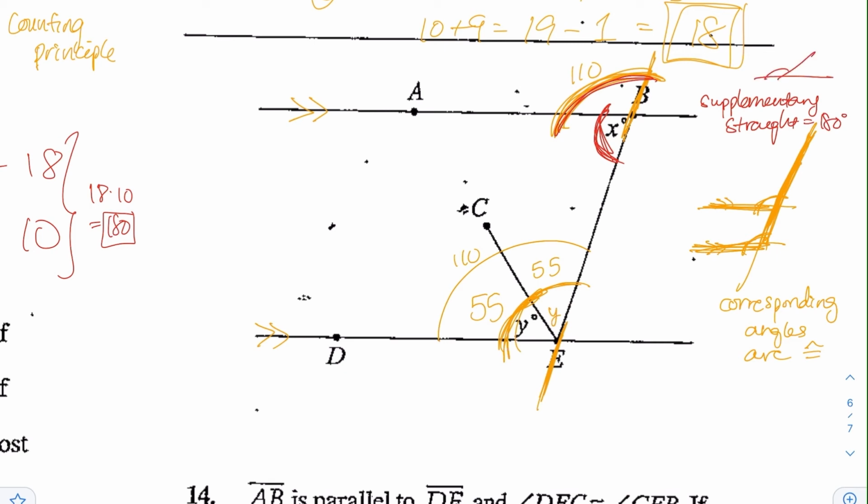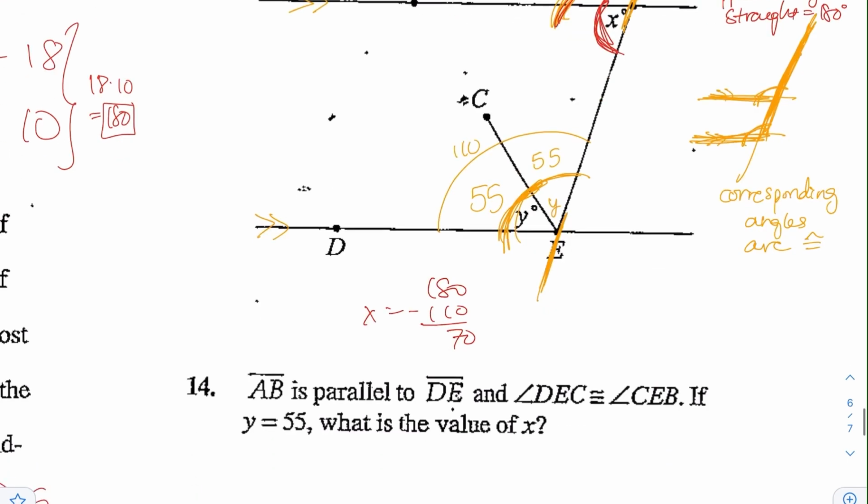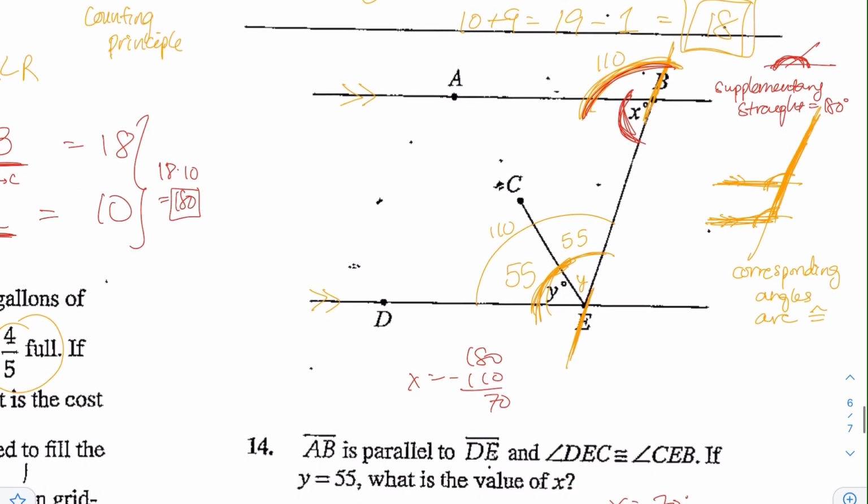So two angles are supplementary. They add up to 180 degrees here. So X will be equal to 180 minus 110, or 70 degrees. So we have to use a combination of supplementary angles and corresponding angles.